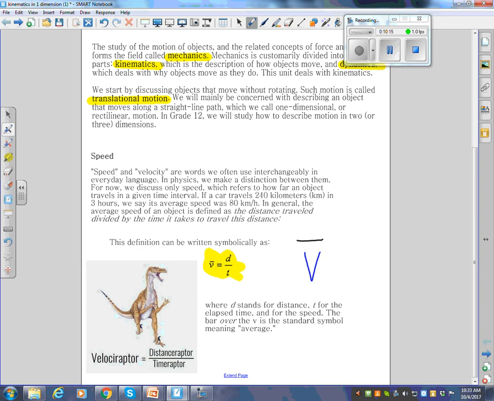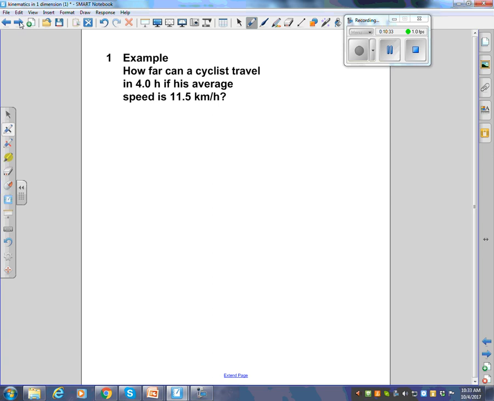Did you know there's symbols for them as well? The median is like this with a tilde, and I think the mode has a dot or a caret over top. I can't remember. There are symbols for that in statistics. We're going to be dealing strictly with V-bar, average. Okay, go grab a clicker.